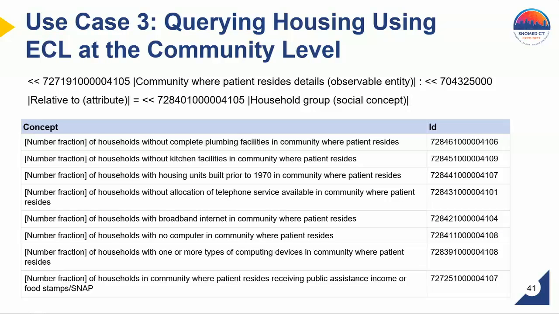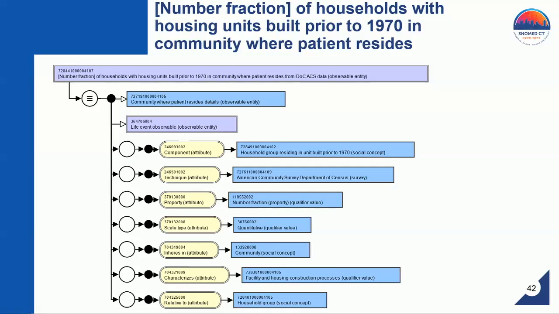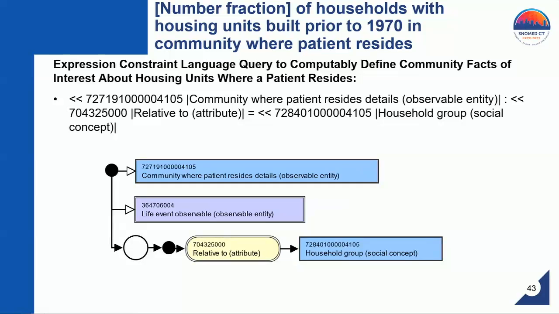And then the last example would be something similar with housing. Again, housing is not that well represented in SNOMED CT in general. Things like environmental variables, this is something that is just largely missing. So if we wanted to look at a fact that represents the number of units built before 1970 in a given community where a patient resides, this would be what the fact would look like. So we have built out various properties to model that. And if you want to query that, again, you can do that using ECL.